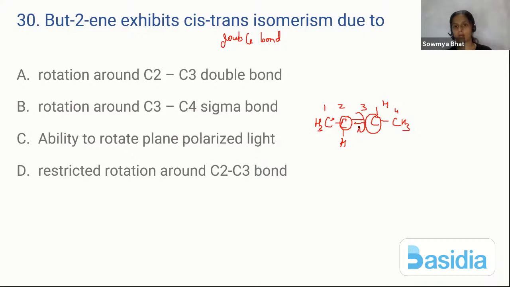But around this double bond, across this double bond, you can't rotate it unless you break it. So because of the restricted rotation, there is a restricted rotation, not the regular rotation. The restricted rotation around the carbon 2 and carbon 3 is going to make but2-ene exhibit the cis-trans isomerism.